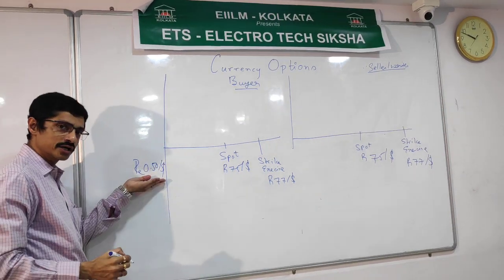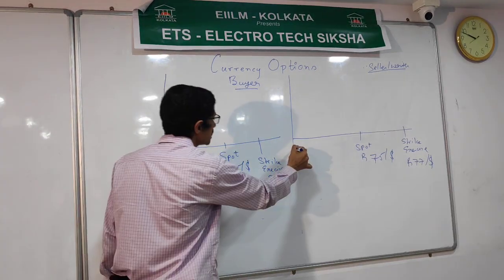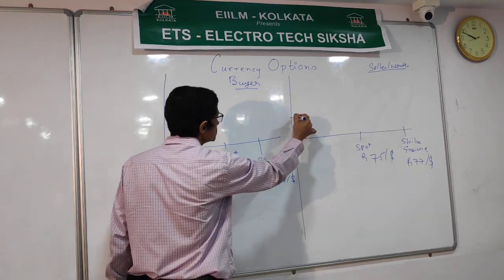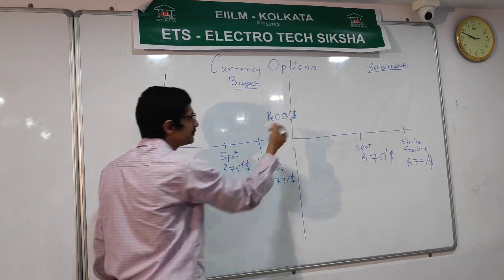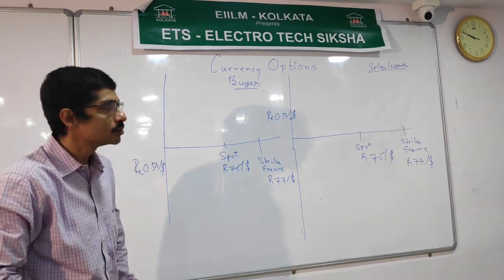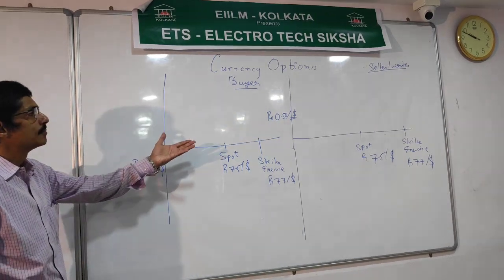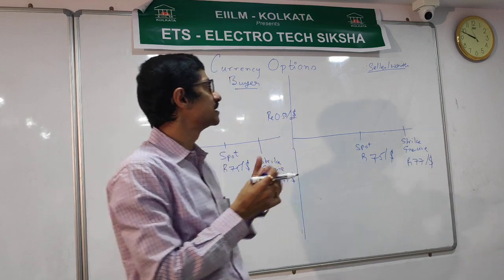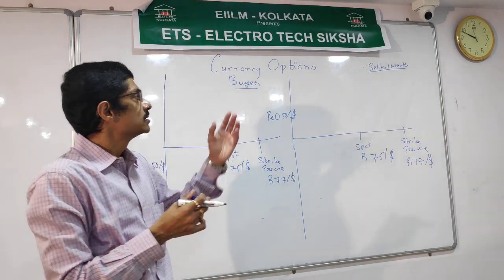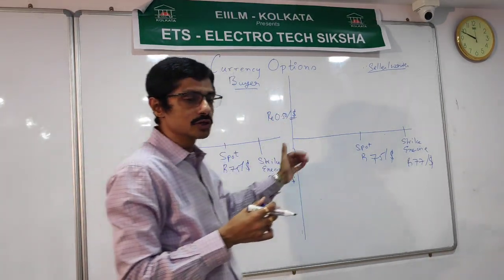So when I put it on this side of the axis, for the seller or the writer, this premium is the gain. In fact, for the seller or the writer, the only gain is the premium in the case of a call option. We'll see that in the case of a call option, the profit of the buyer is unlimited and the loss of the seller is also unlimited. The gain of the seller is only limited to the premium.